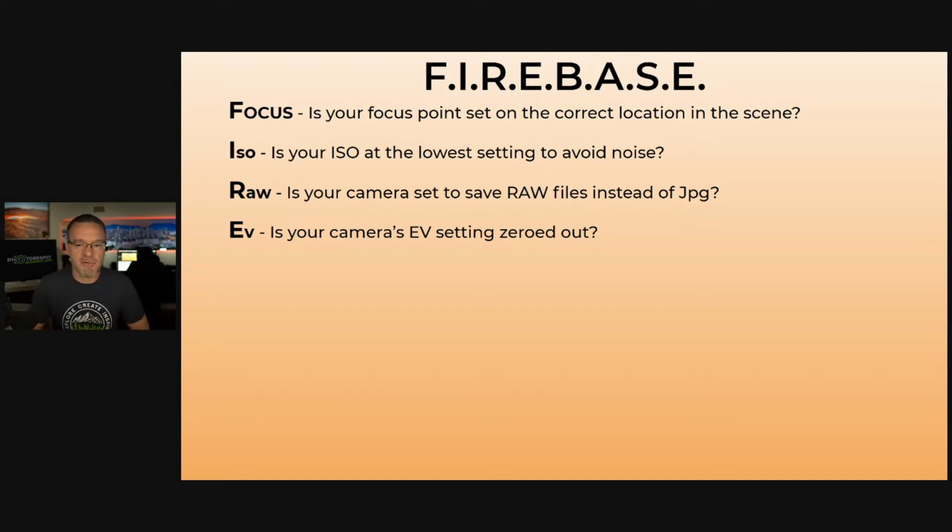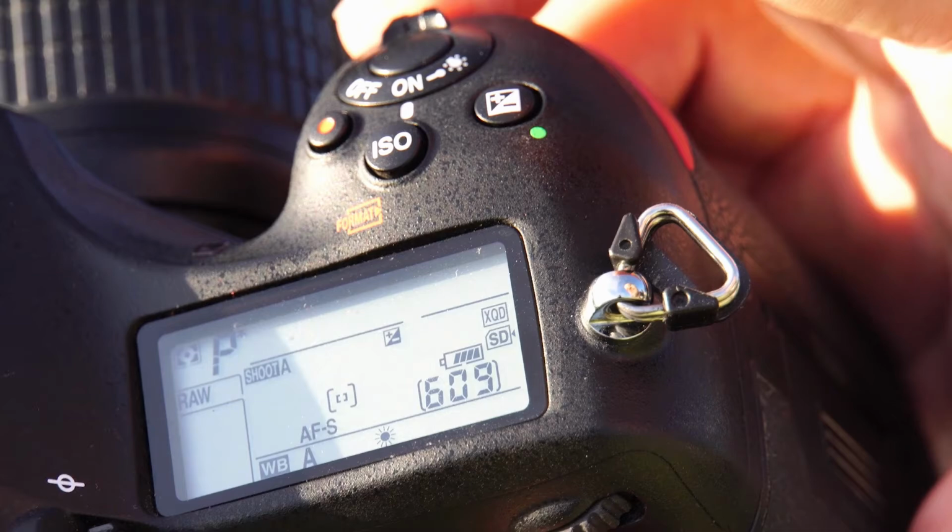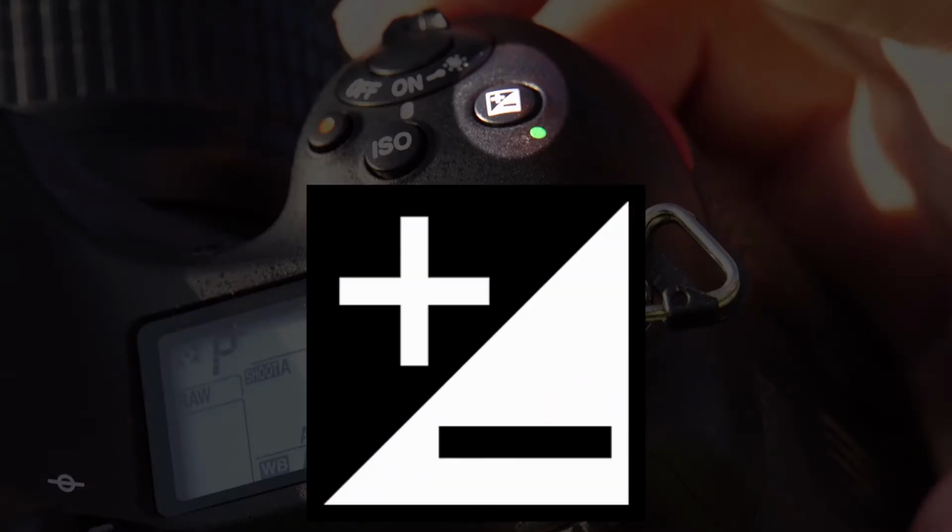Now, the E is for EV. And this is a little button. It has a little plus and a minus symbol on it. And it's known as exposure compensation, but it is such a powerful little button. And it's so easy to use once you get to know it.